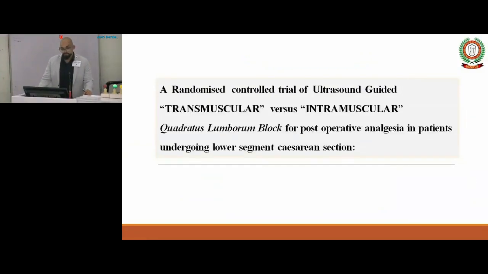I am here to present my paper on the topic: a randomized controlled trial of ultrasound-guided transmuscular versus intramuscular quadratus lumborum block for postoperative analgesia in patients undergoing elective lower segment cesarean sections.